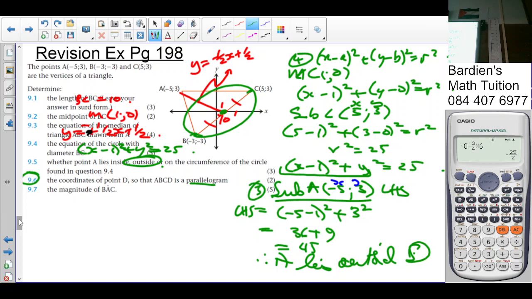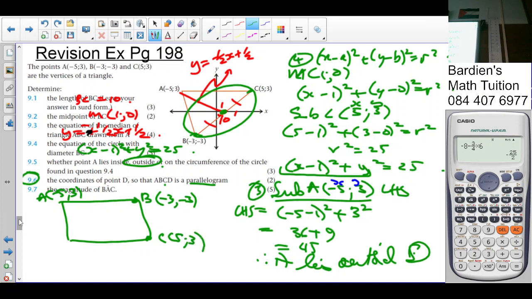So what I do is I do the following. This is A, which is negative 5 and 3. B, I go in the order that they have, as negative 3 and negative 3. C, 5 and 3, and D. They want you to work out, or calculate, D.